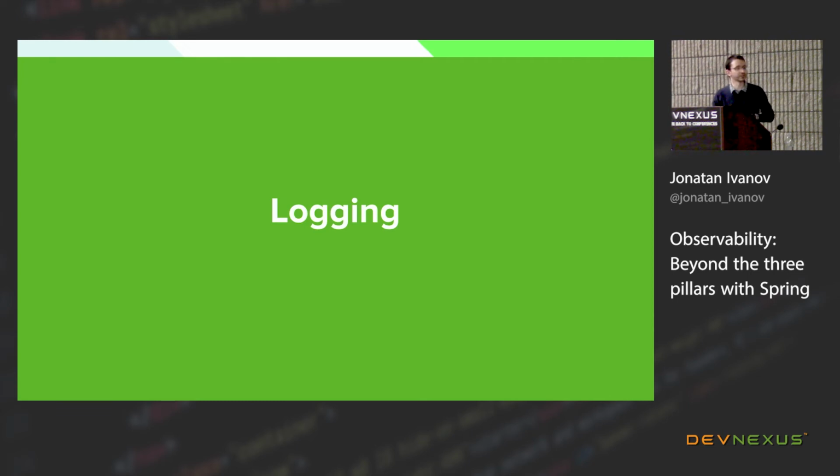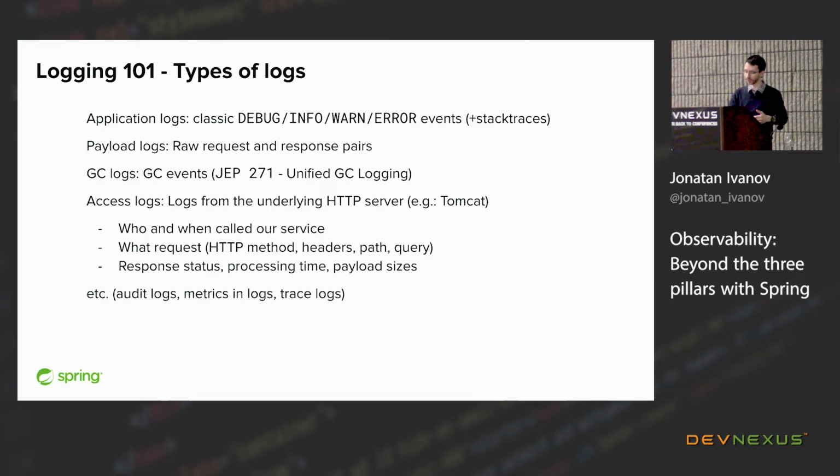Let's dive a little bit into each of these. So let's start with logging. The first type of logs that you can see is application logging. I believe most of you are familiar with that. These are the debug, info, warn level events with some stack trace.